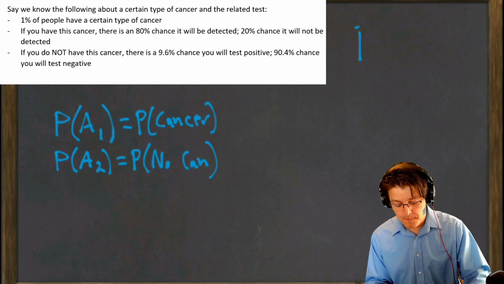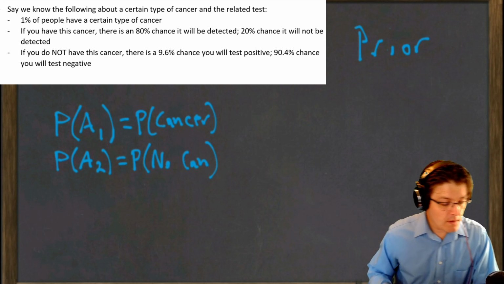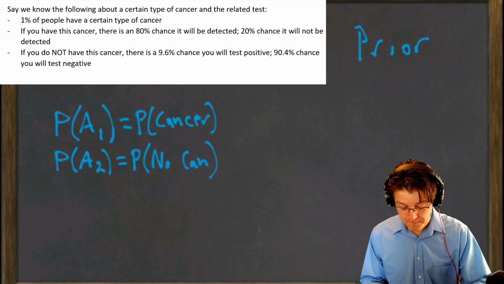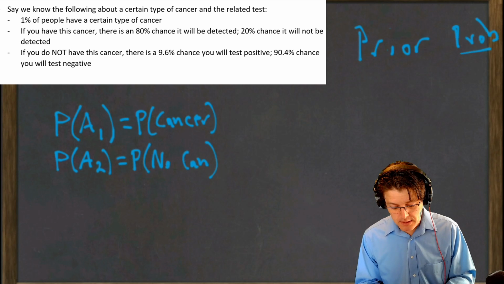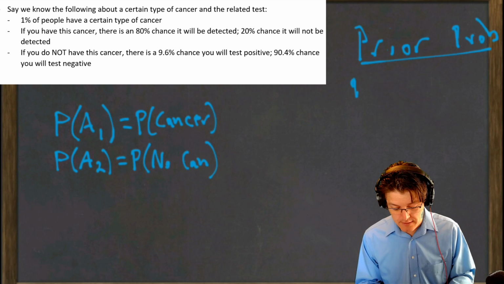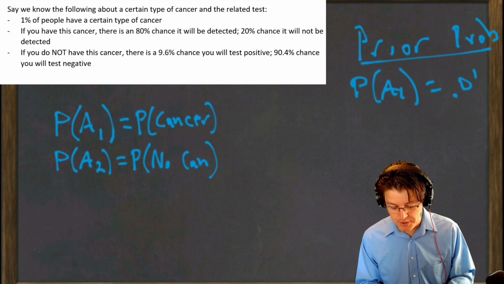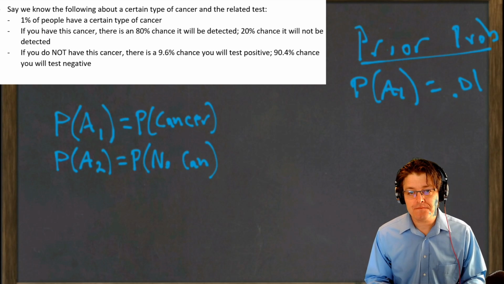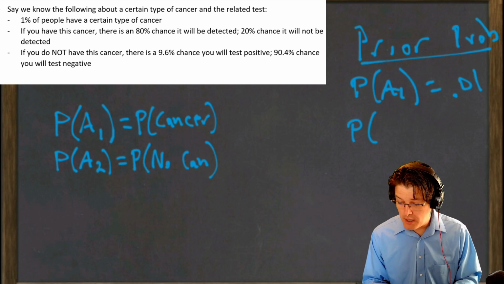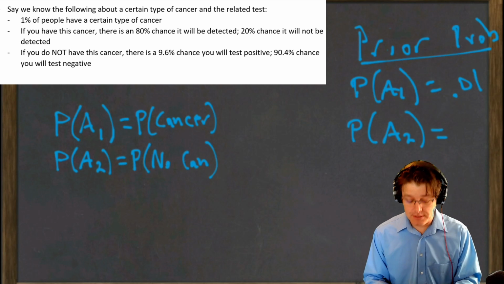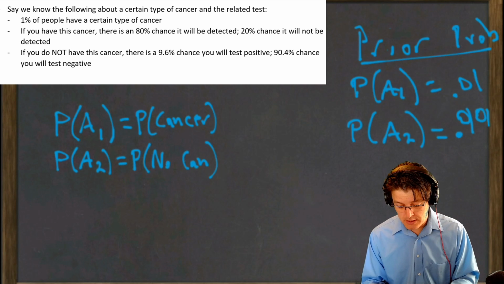Okay, so I can find where I am here. Our priors, or a prior probability, the probability of A1 is simply 1%, 0.1. Okay, so without any other information, we think there's a 1% chance. Our probability of not having cancer then, because these are only two options, is 99%.